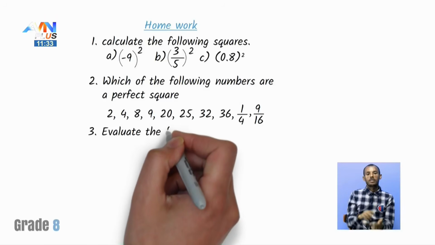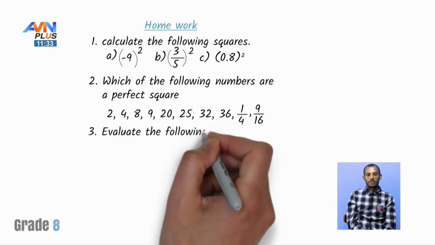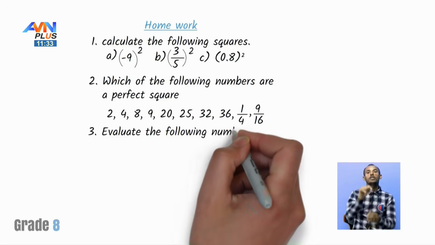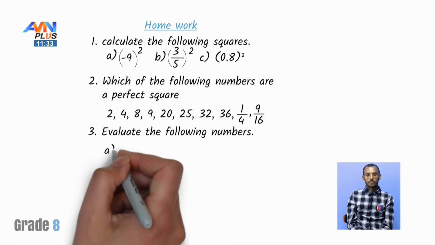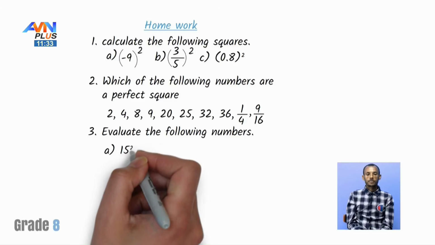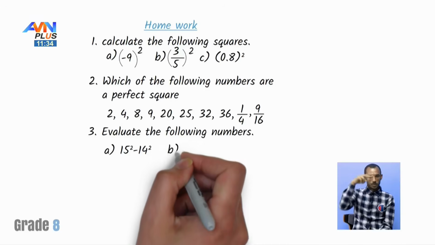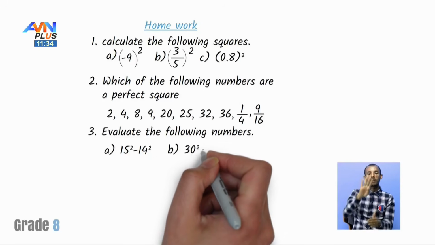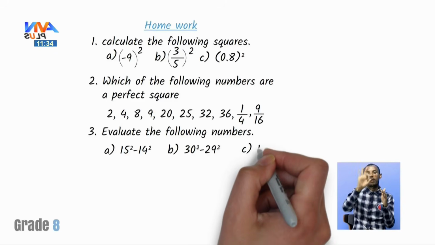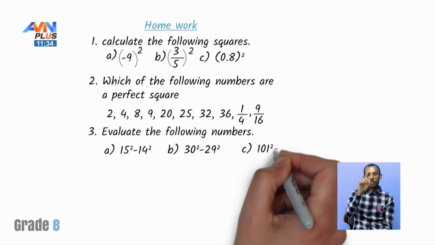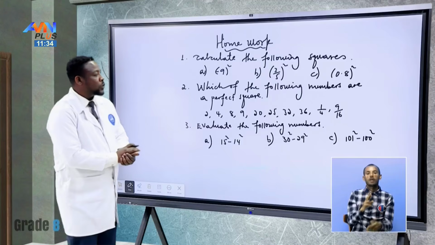The third one, evaluate the following numbers. The first one is 15 square minus 14 square, 30 square minus 29 square, and 101 square minus 100 square. Okay, so these are your homework.